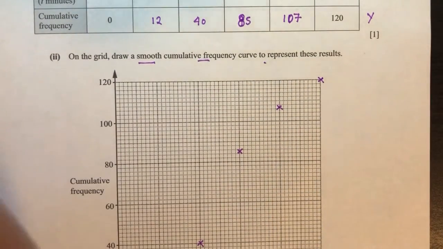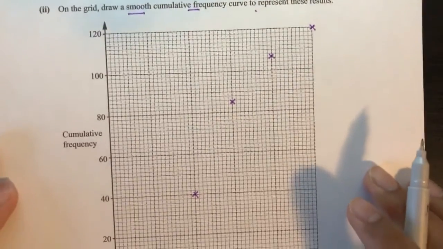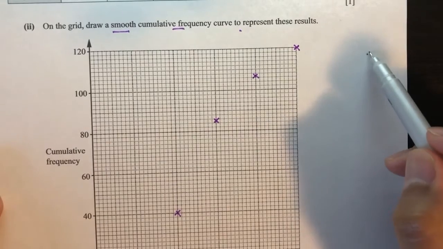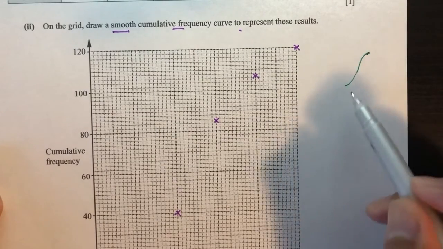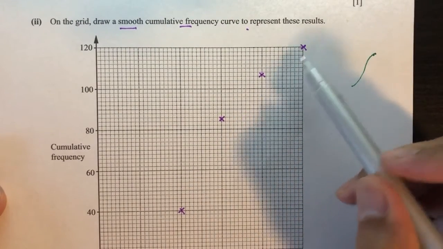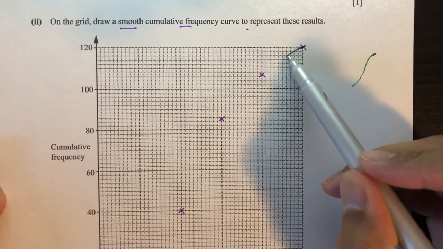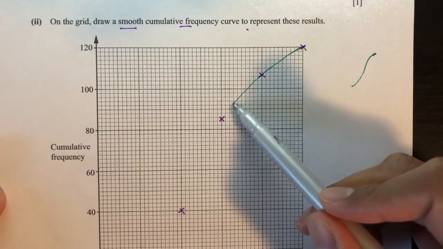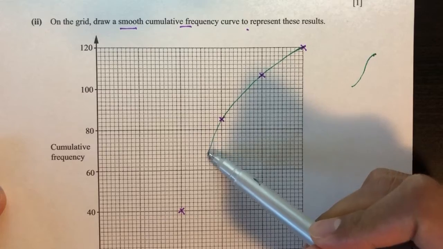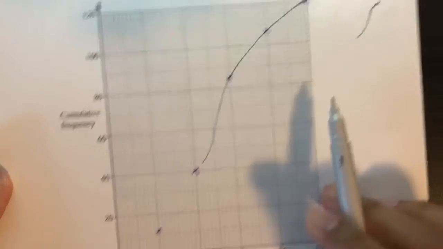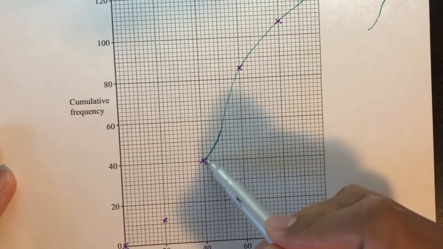Okay, so let's use a different color to join the curve together. The shape will always be like this. So let's try our best to make it smooth. So this will go to this point. Okay, let's make it as smooth as possible.